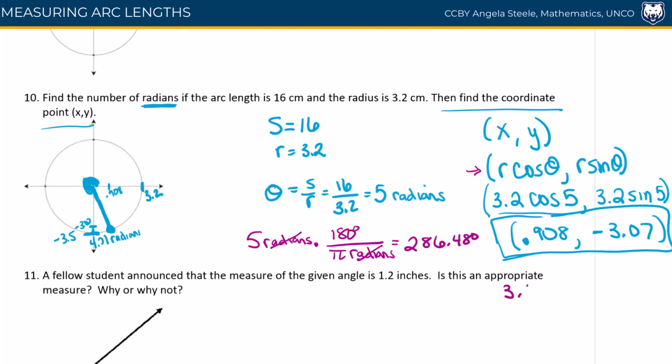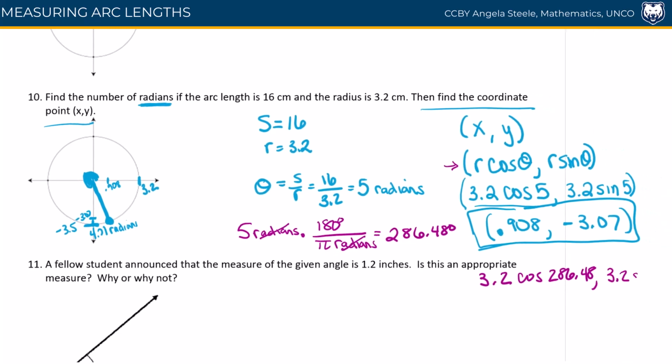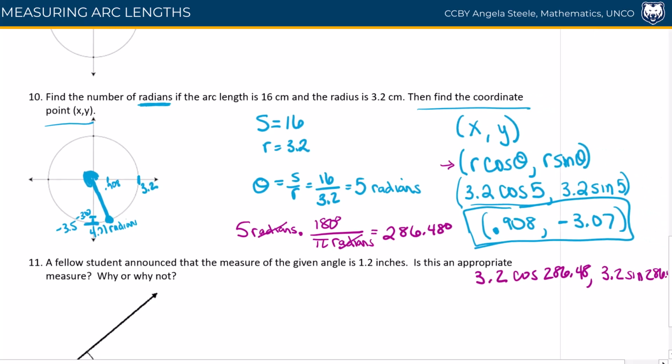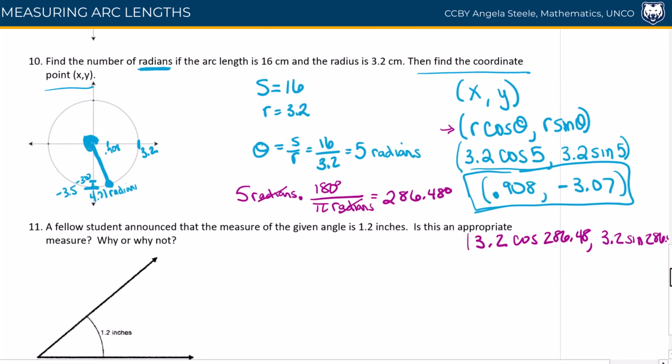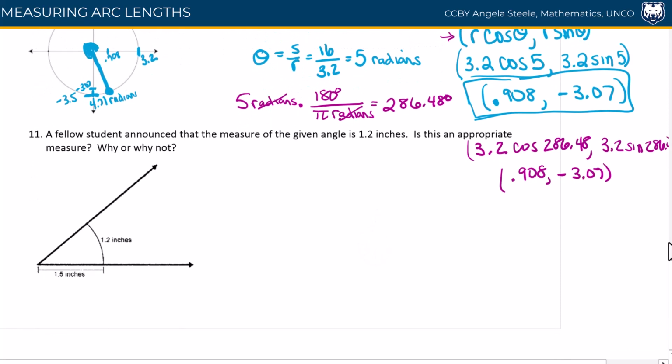So we have 3.2 cosine 286.48 for the first value, and then 3.2 sine 286.48. And we get the same answer, 0.908 for the first x value, and then negative 3.07 for the y value. So we get the same answer. Just remember to be mindful if you are in radians or degrees, and if your calculator is in radians or degrees. All right, and then one last question.